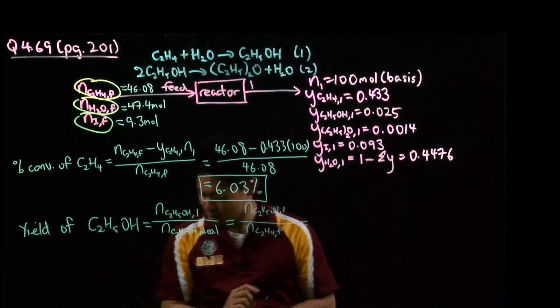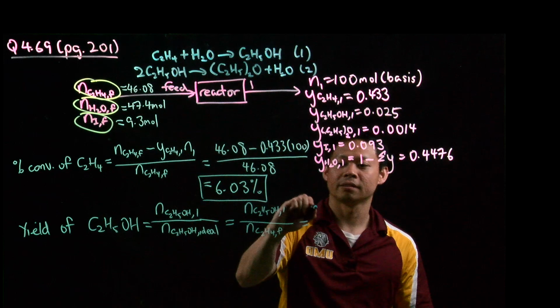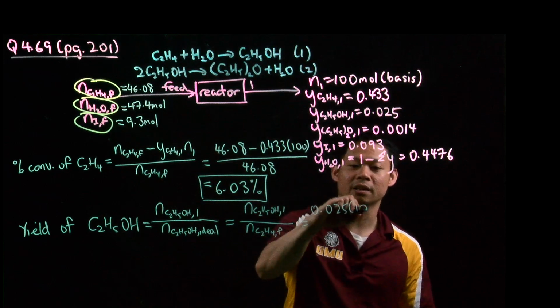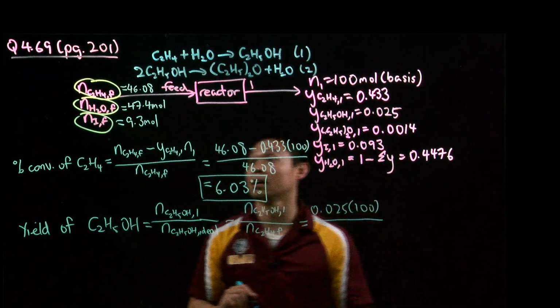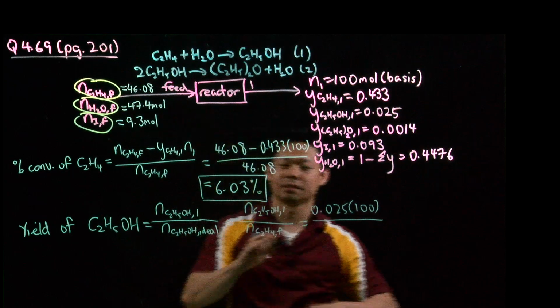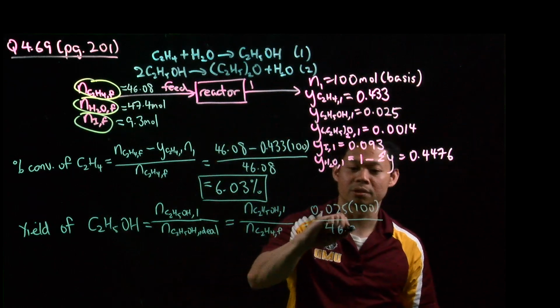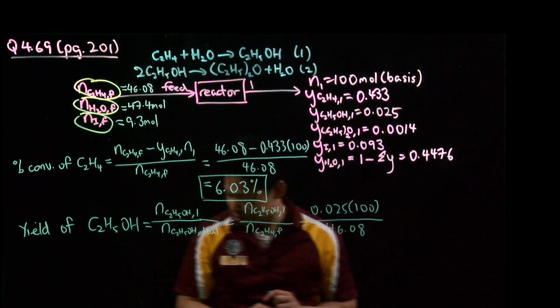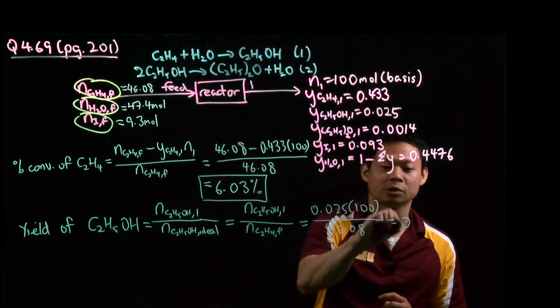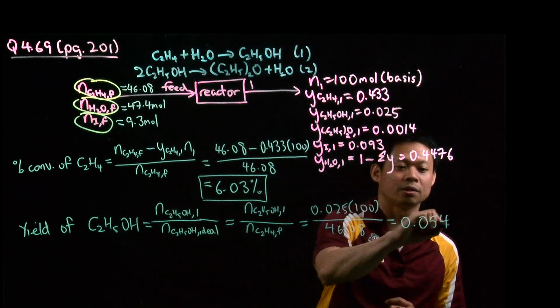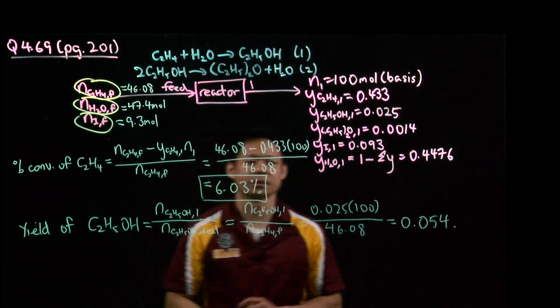Okay, so now we put this in. We have 0.025 times 100, that's the number of moles of ethanol that we got, and the number of moles of C2H4 we put in is 46.08. And so we get a yield of 0.054. So a relatively low yield of our ethanol.